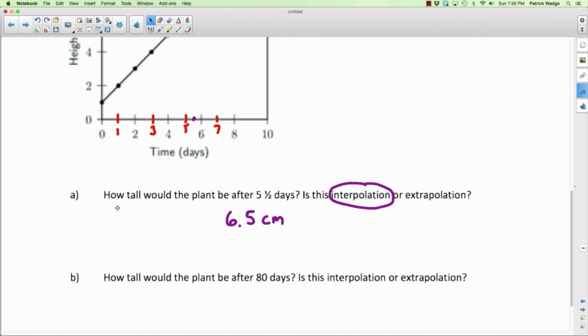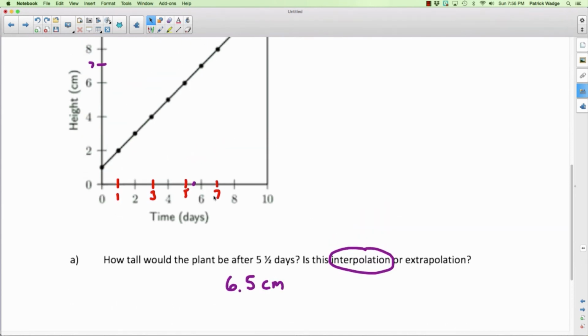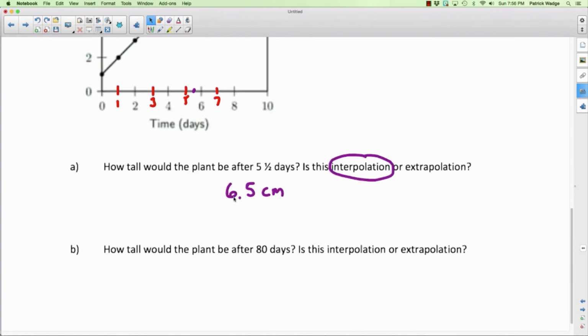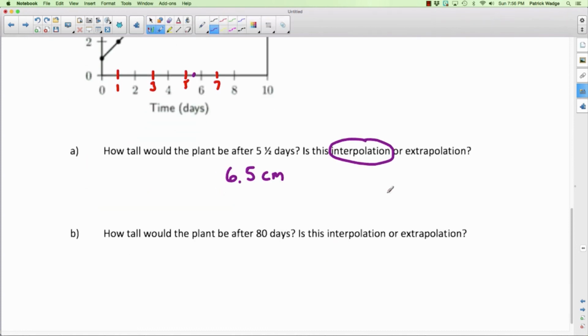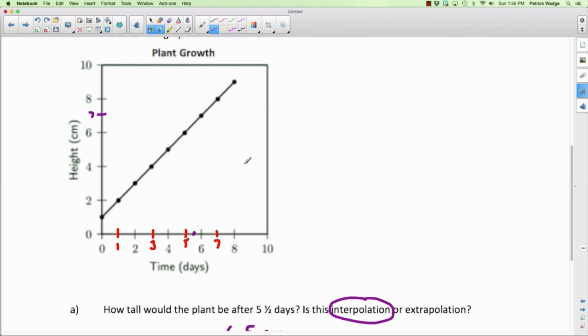Okay, last one. How tall would the plant be after 80 days? 80 days? Oh my gosh, this only goes up to 8. Well, guess what this is? This is extrapolation. This is going to be really hard to do, right? Unless you draw a graph that goes way over to 80 and you extend this line and everything. It's just crazy. I don't want to do that. So you know what we're going to have to do? We're going to have to get an equation for this.